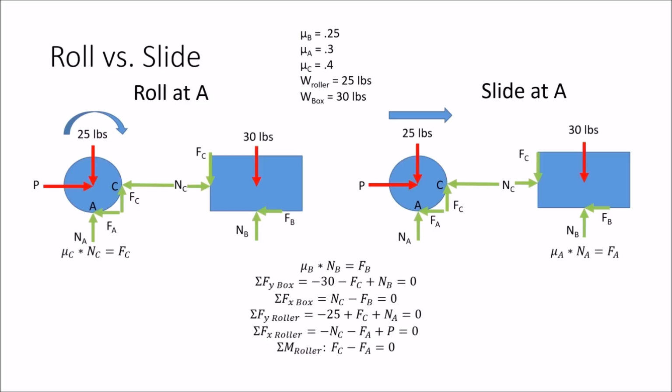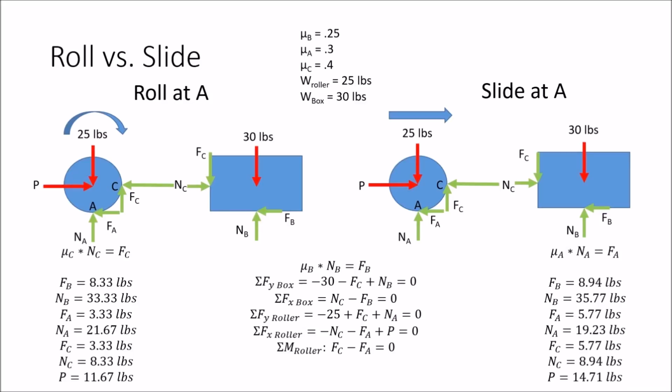Now we can simultaneously solve all these equations using either of the conditional equations, and we get these numbers. First, for when it rolls, second for when it slides. Now the important part is to look at the force P to determine which is the actual answer. We notice that P is less when the roller rolls. Therefore, these objects will move when P is just greater than 11.67 pounds.